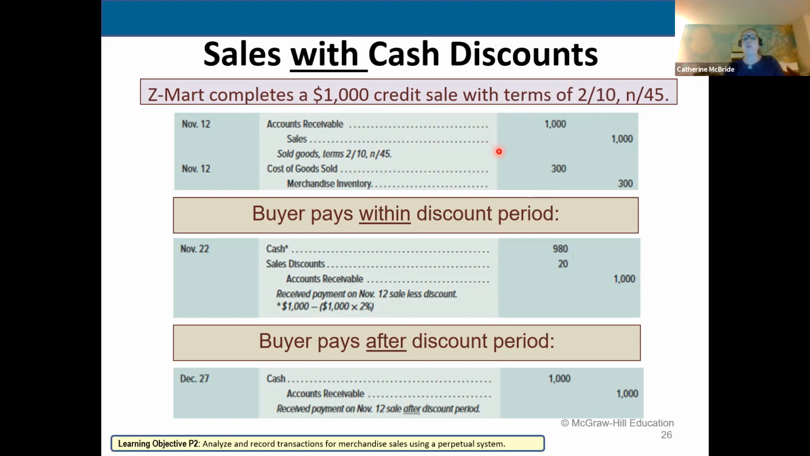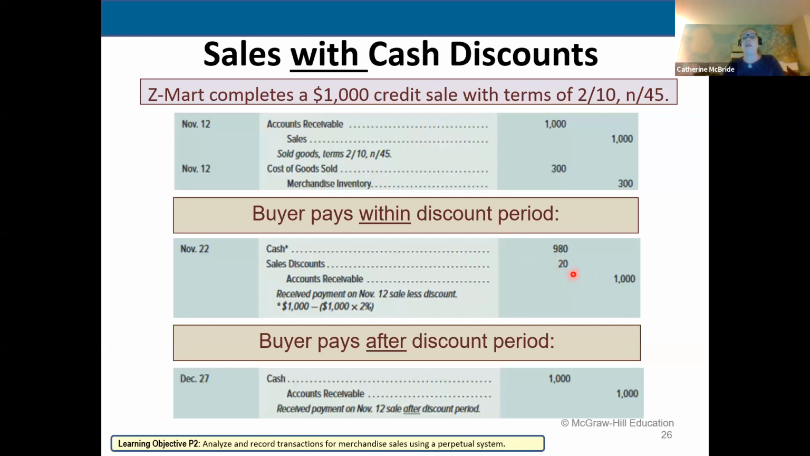Now let's say they pay within the discount period. They're going to take the $1,000 that they owe us times 98%, which means they're going to write a check for $980. So we're going to receive cash for $980. But we're going to reduce the receivable for $1,000, because when they send us that $980 check, are they going to send us any more checks? No, they've paid us in full. So we have the $980 and then we have the $1,000 that we're reducing.